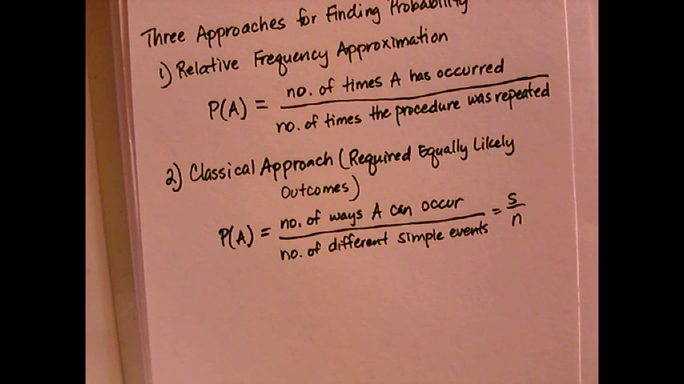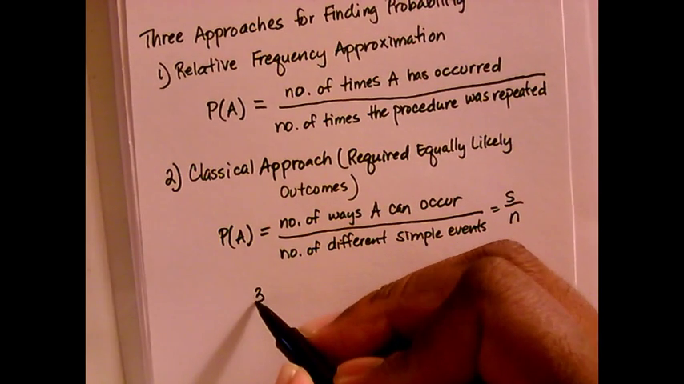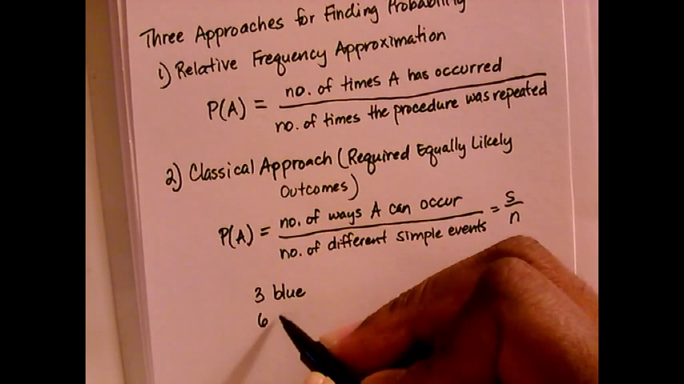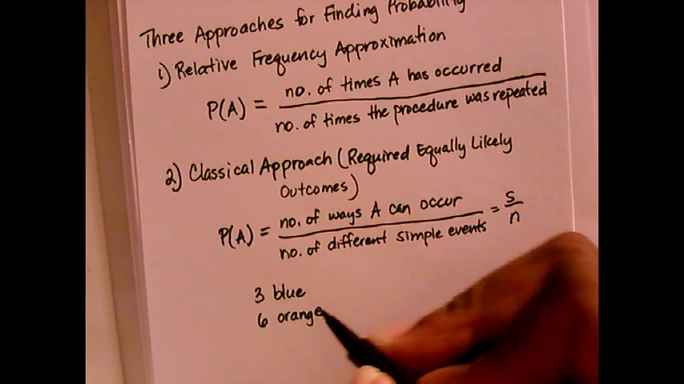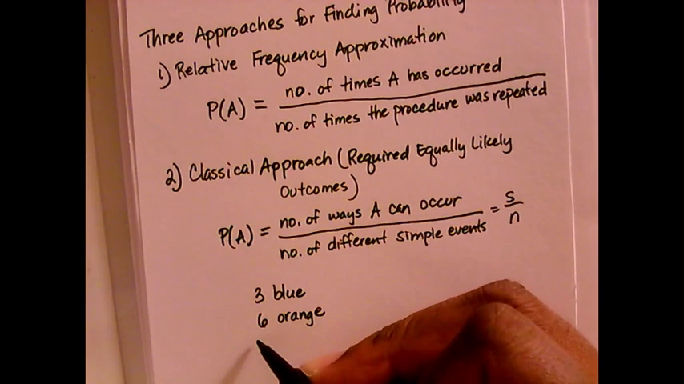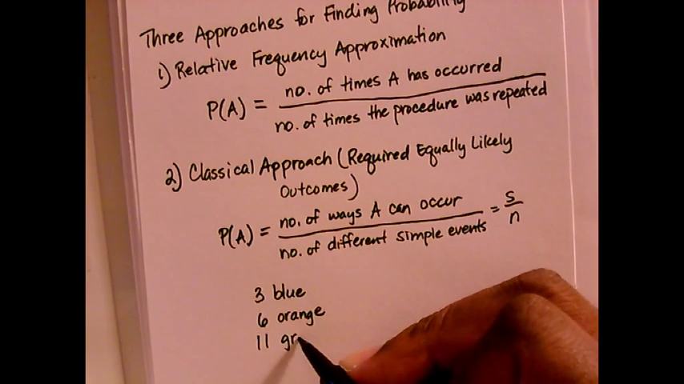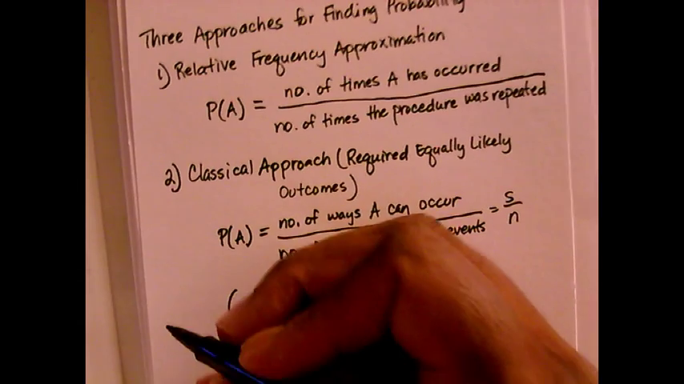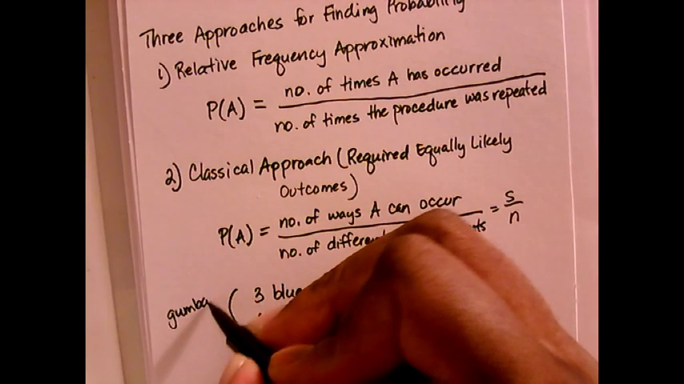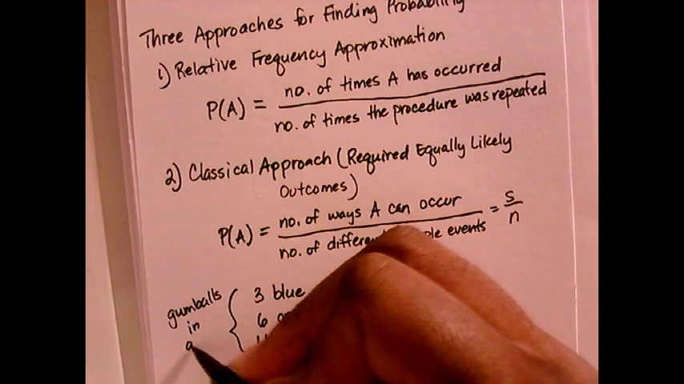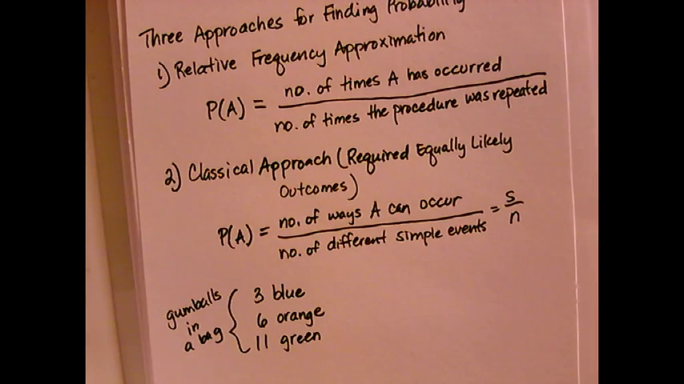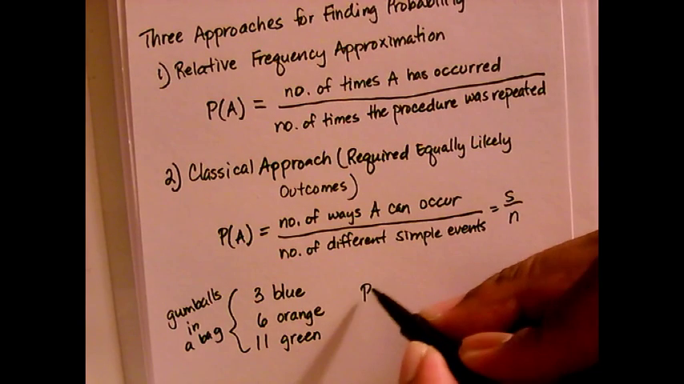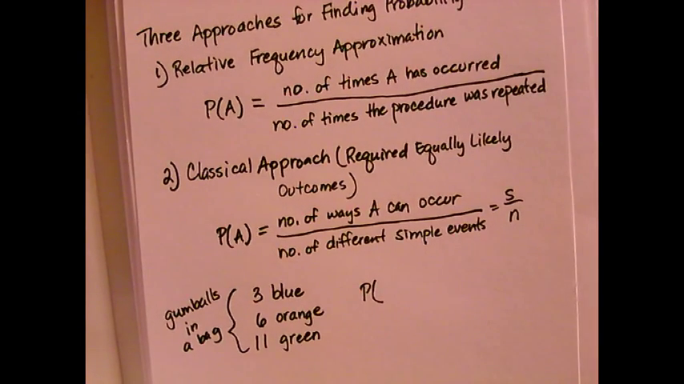Let's say I have 3 different gumballs in a bag. Let's say 3 of them are blue, 6 of them are orange, and 11 are, let's say, green. And these are all gumballs in a bag. And let's say I want the probability. Now each one of them has an equal chance of being selected or an equal chance of happening.